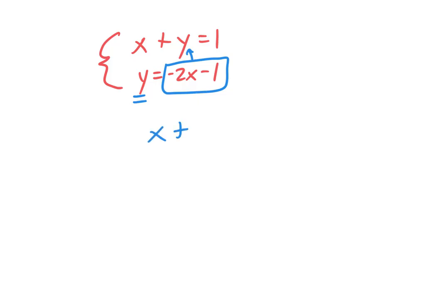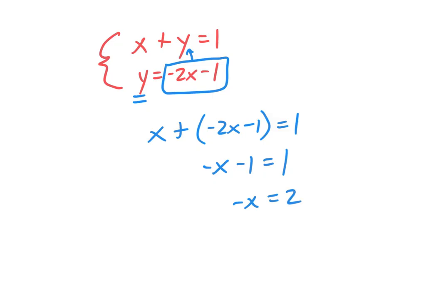So it's going to look like this. x plus negative 2x minus 1 equals 1. x plus negative 2x would be negative x. And then we're going to add 1. And then we're going to divide by negative 1. Okay, so we now know what x is. And then I've got to plug it in.